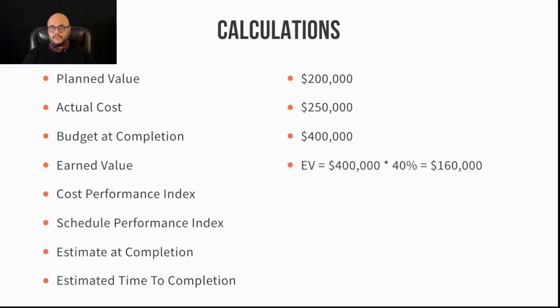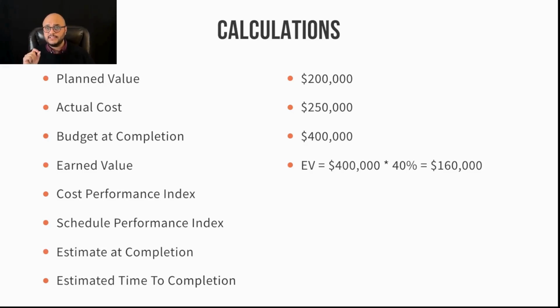Our earned value here for the project is going to be our budget at completion multiplied by the percentage of work completed. So in this case, it's going to be $400,000 multiplied by 40%. I've only completed 40% of the work. Think back to the example. That gives me a total earned value of $160,000.